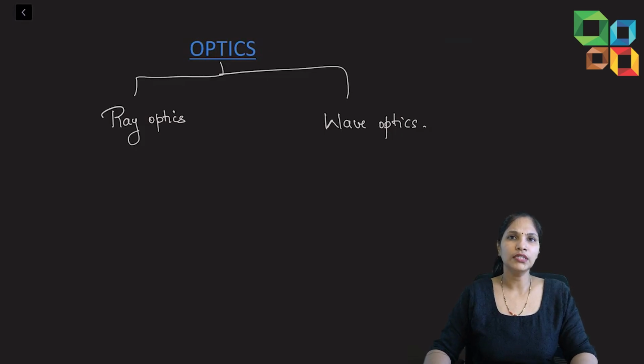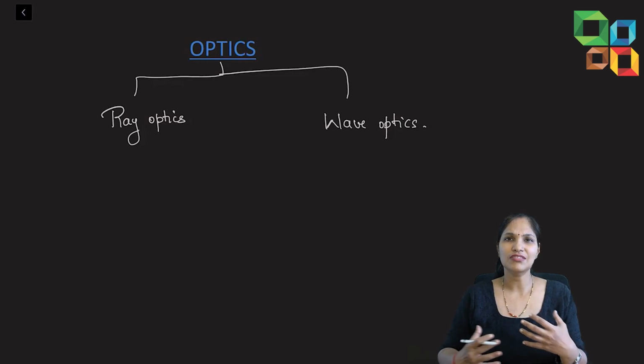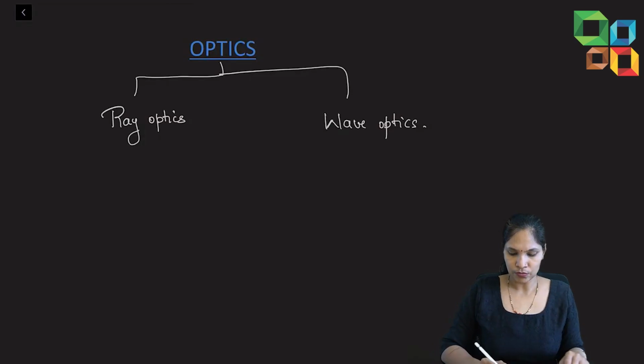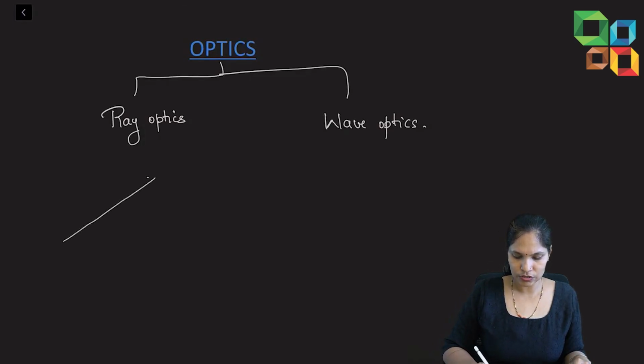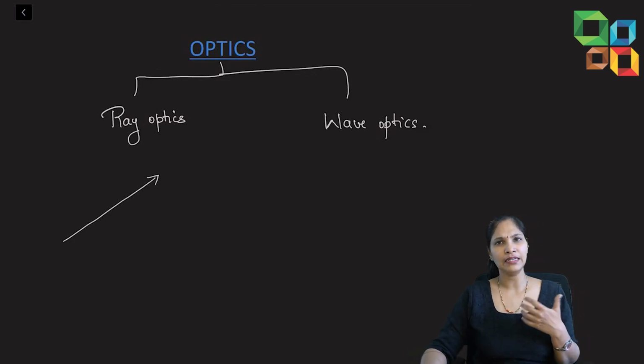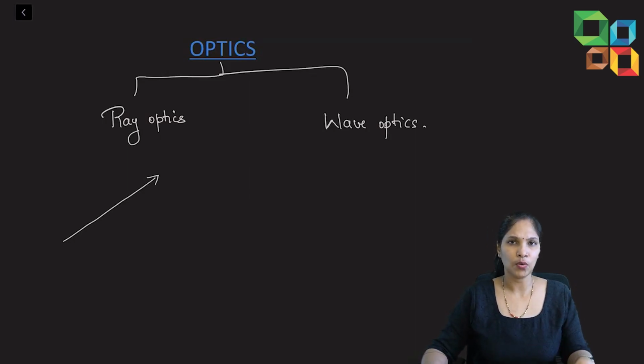So here we are considering light to travel in a straight line. It's true to a certain extent. Light travels in a straight line. Keeping that idea in mind, we construct ray diagrams, geometrical figures in which we use straight lines with arrows. Something like this, a straight line with an arrow. The line indicates the light itself and the arrow indicates in which direction it moves. So that is ray optics.